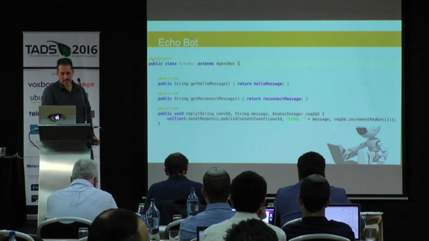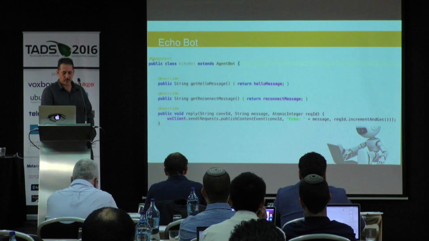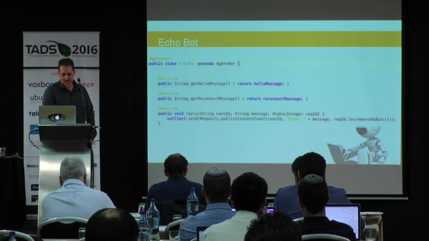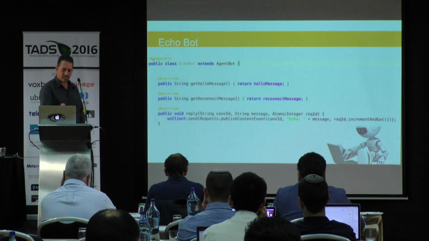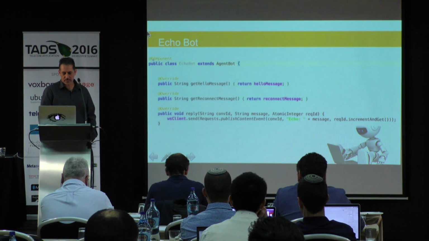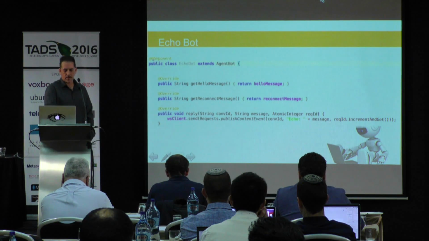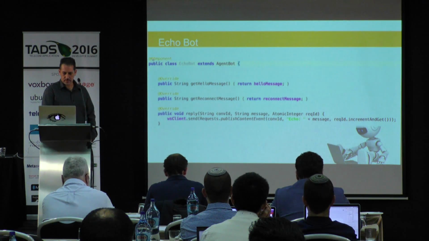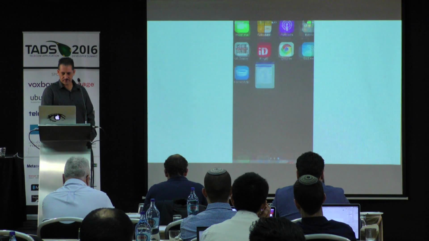So first, we have the example of the Echo bot. I hope you can see it clearly enough. Basically, this is just an extension of the main agent bot, which is a specific implementation. As you can see, there's not much code here. The only thing it has is that when it gets a message, it decides to reply with an echo of that message. Quite simple. We can see it now in action.